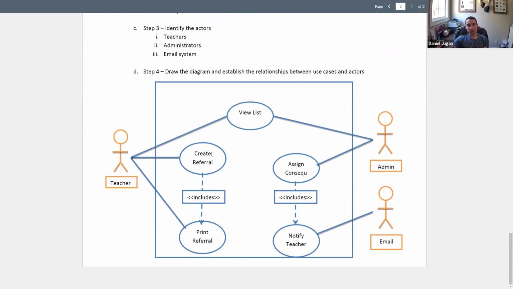Think of it this way. If you have a situation where you have two separate use cases, and the interaction of one use case automatically includes the use of a second use case, and the second use case can be interacted with individually, you're going to use includes.